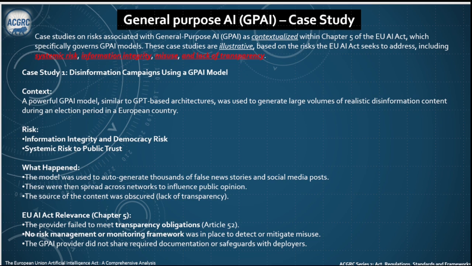The first case study is related to a disinformation campaign using a GPAI model. A powerful GPAI model, similar to a GPT based architecture, was used to generate a large volume of realistic disinformation content during an election period in a European country. The risk here was information integrity and democracy risk, systemic risk to public trust. What happened? The model was used to auto-generate thousands of false news stories and social media posts. These were then spread across networks to influence public opinion. The source of the content was obscured.